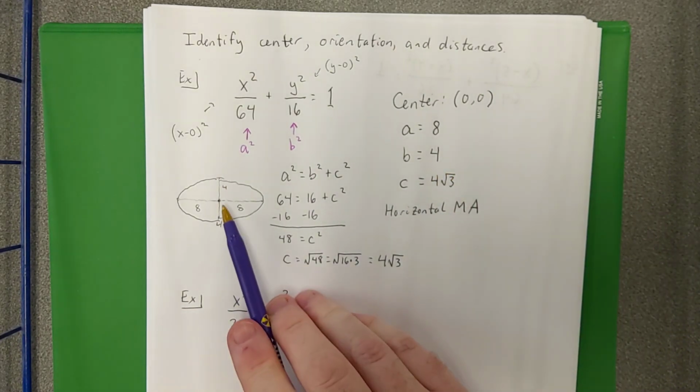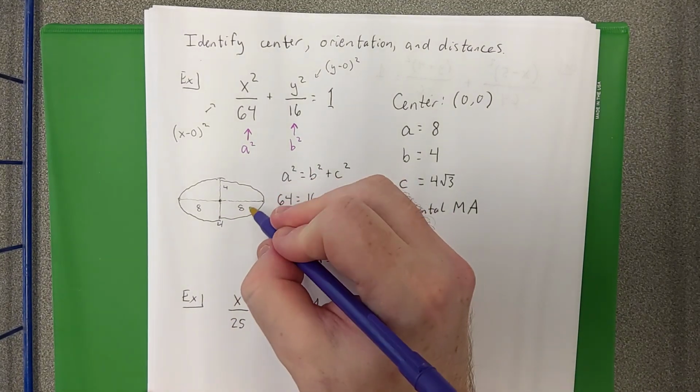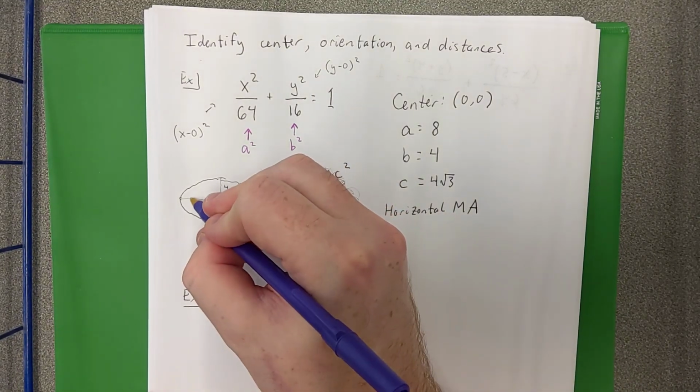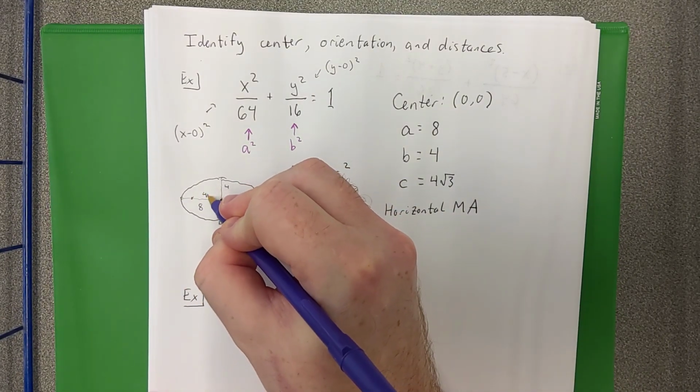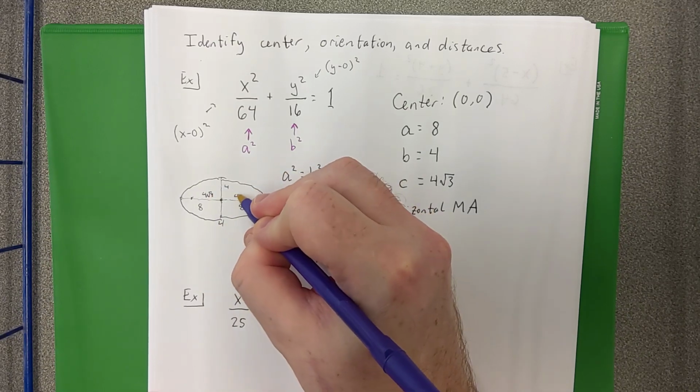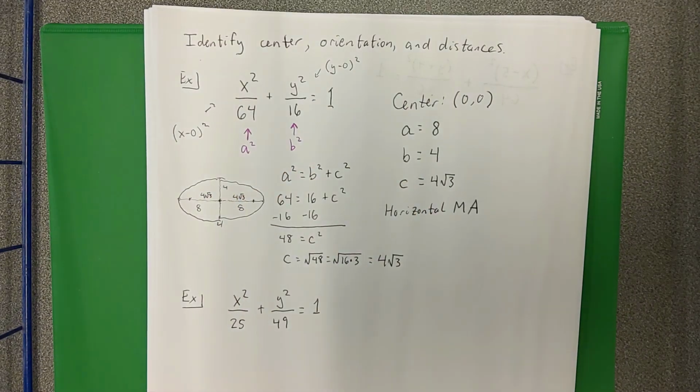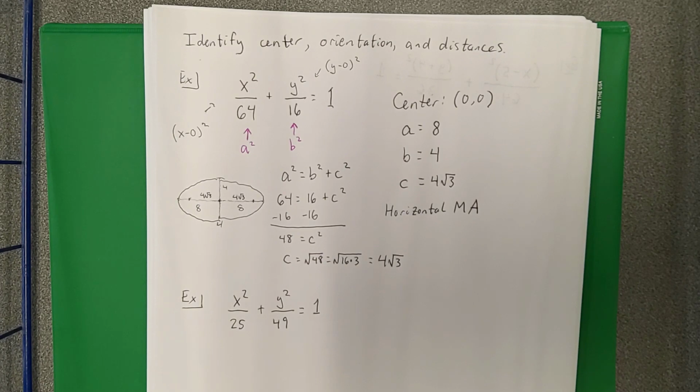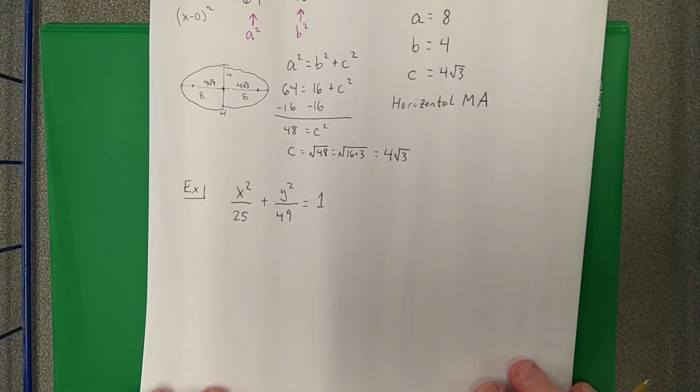This means that starting from the center, if I were to move to the right or to the left by a total distance of 4 square roots of 3, I would arrive at the 2 foci for the ellipse. I suppose then you could also use that to calculate what the sum of the distances would be, but we're not going to worry about that here and now. Let's move on.